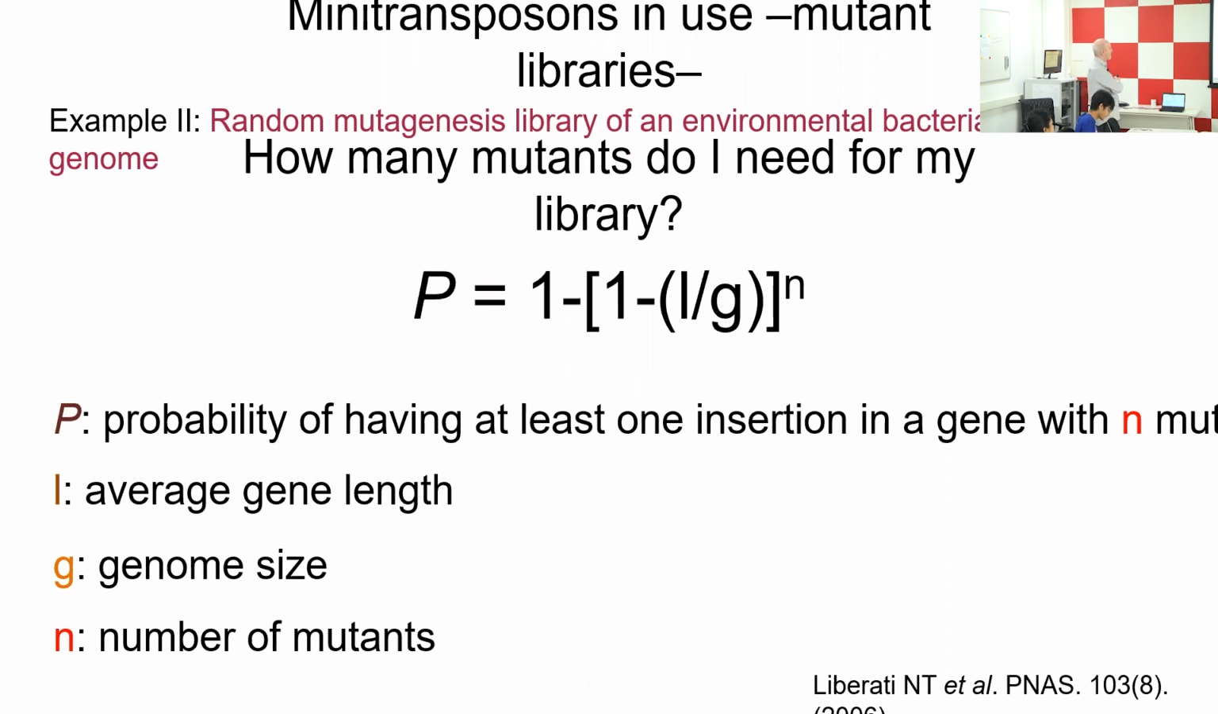Okay, one important consideration when you make this type of mutagenesis is how many mutants do I need for generating a good library, okay? So this is just a purely mathematical calculation. In a bacterium you have a number of genes, maybe 500 in the case of smaller genomes, or 5,000, even 10,000 in the case of larger genomes. So given that a transposon will hit randomly in all possible locations in the genome, how many insertions do I need to have a representation of insertions in every location of the genome, okay?